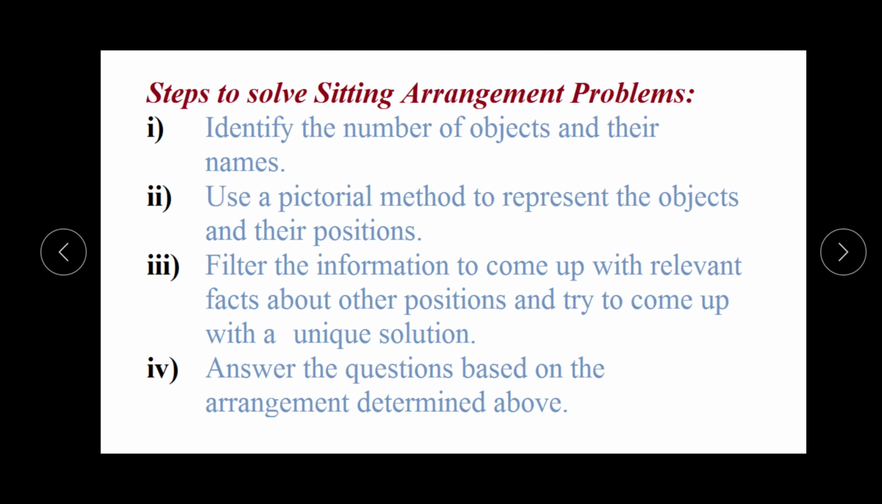Steps to solve seating arrangement problems. First, identify the number of objects and their names. We will identify the total number of objects and check the names of those objects. Use a pictorial method to represent the objects and their positions. Filter the information to come up with relevant facts about other positions and try to come up with a unique solution. Answer the questions based on the arrangement determined above.